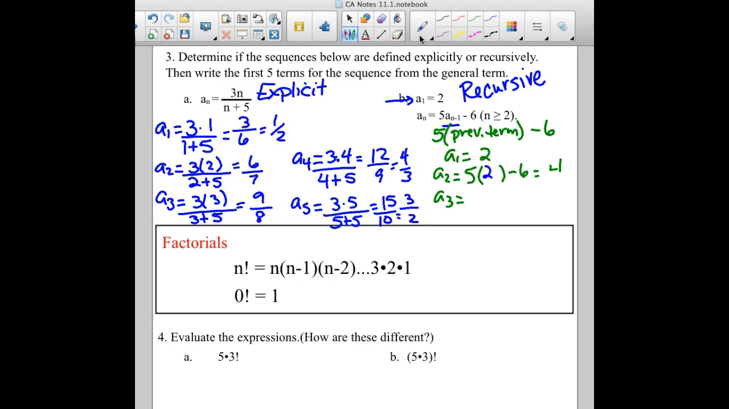A sub 3 is going to be 5 times the previous answer minus 6. Now I can dump in my previous number of 4. I get 20 minus 6, or 14. A sub 4, 5 times the previous answer minus 6. And we could go ahead and do a sub 5, 5 times the previous answer minus 6. Dumping in what we have, a 14 here, gives us 64. And dumping 64 in here will give us 314.